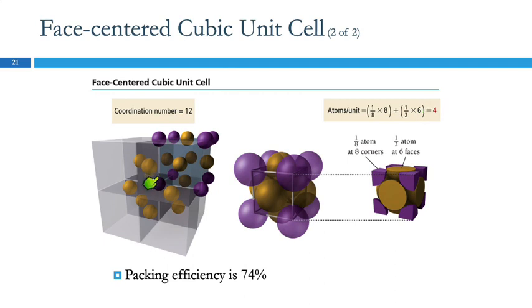The packing efficiency here, I mean, they didn't even bother drawing those dotted lines this time. I don't know how you're supposed to make any sense out of that. But the coordination number is 12. Oh, good. Like we needed to know that. The packing efficiency is also higher, 74%.